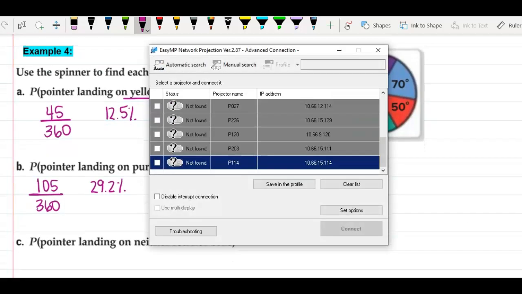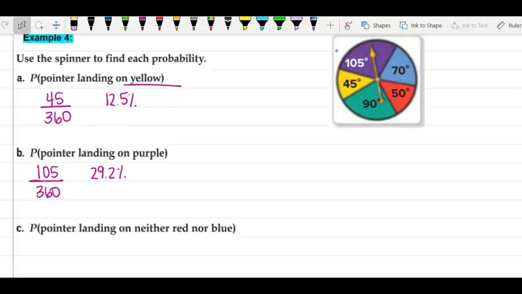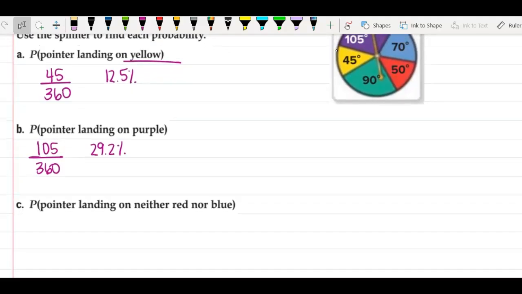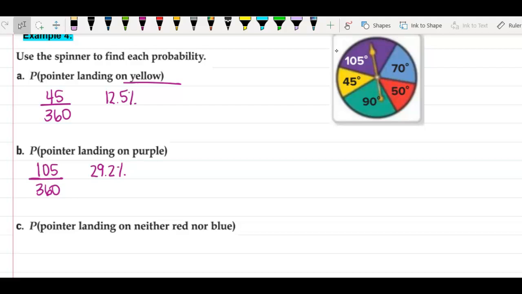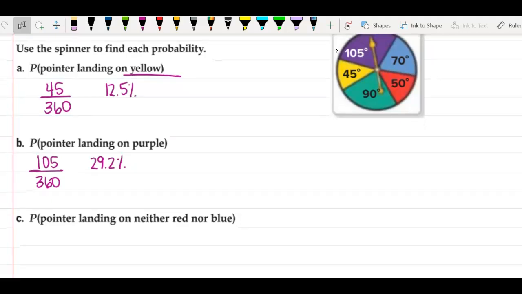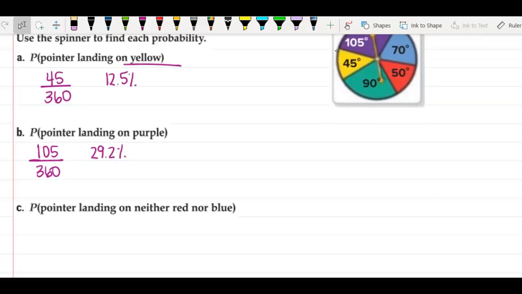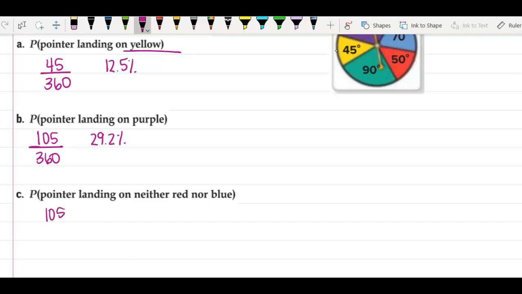Okay, we'll do one more. So for C, we want pointer landing on neither red nor blue. So we don't want it to land on red or blue. We don't want red or blue, so we want purple, yellow, and green, basically. So you can think about it one of two ways. We could add together the blue and the red and subtract it from 180. Or we could just add everything else that's not blue and red. So we could do 105, 45, and 90.